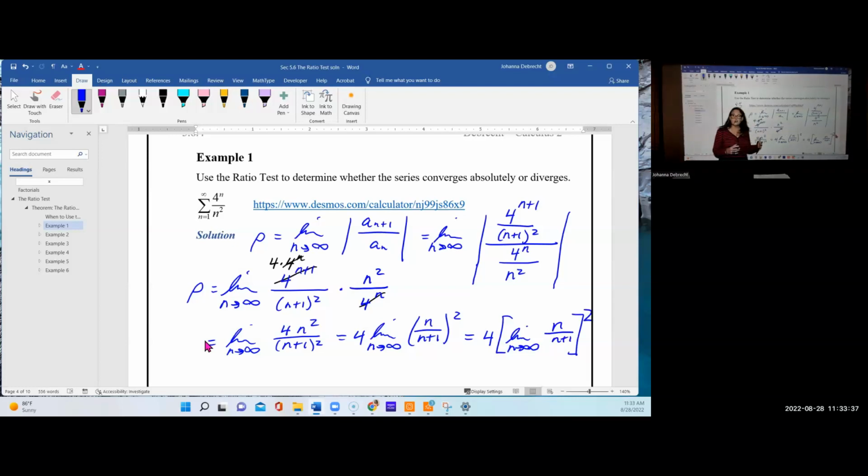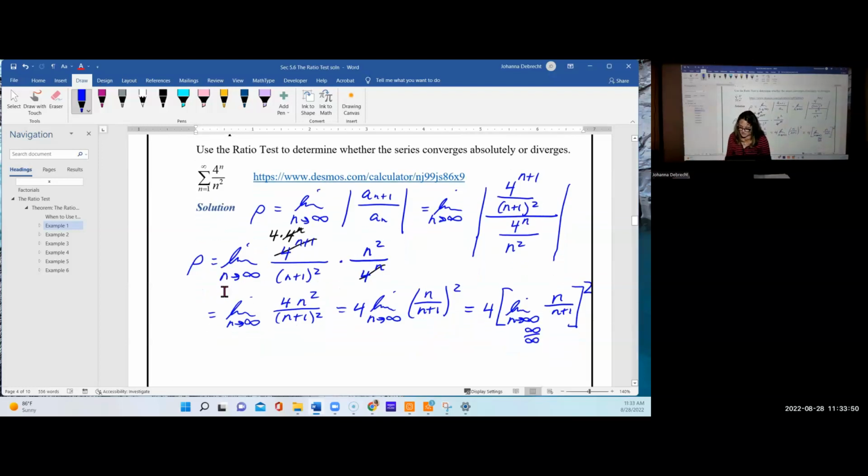Now, n over n plus 1, they're both linear expressions, so this gives me the form of infinity over infinity. And of course, you can apply L'Hopital's rule. So let me see if I have a little more space here. So if I apply L'Hopital's rule, I get the 4 on the outside. I get the limit as n goes to infinity again, and I have 1 over 1 quantity squared.